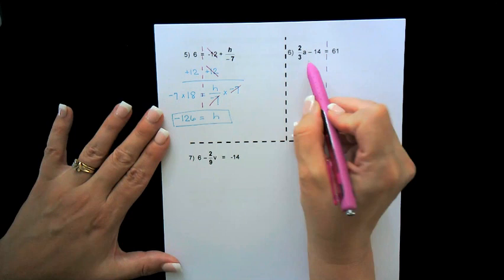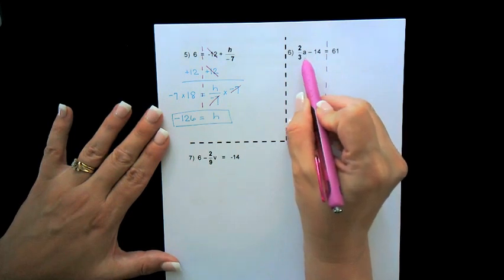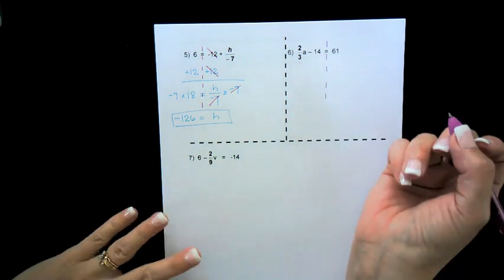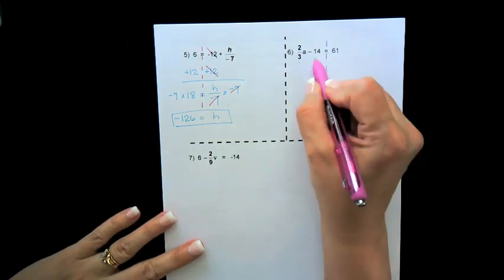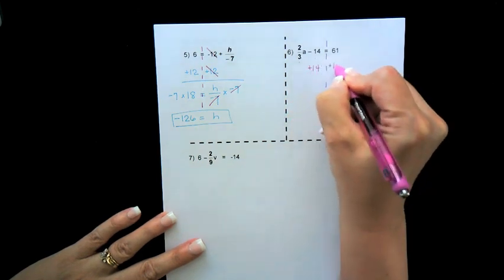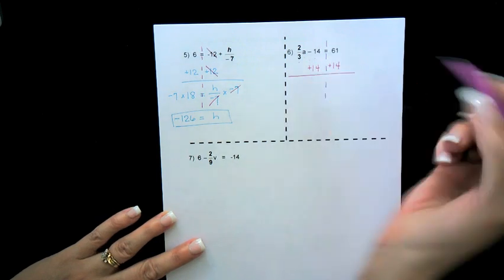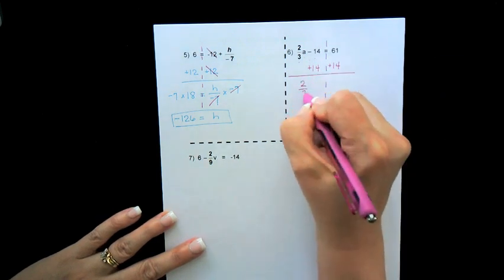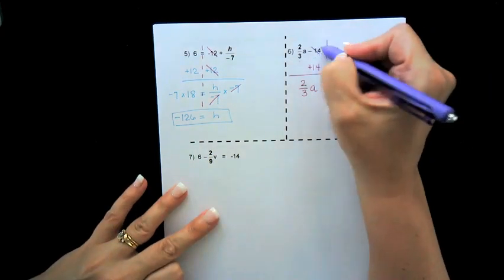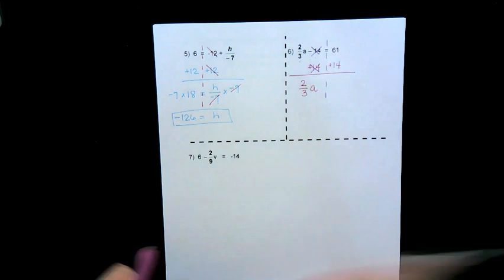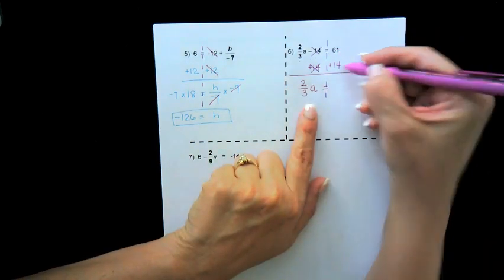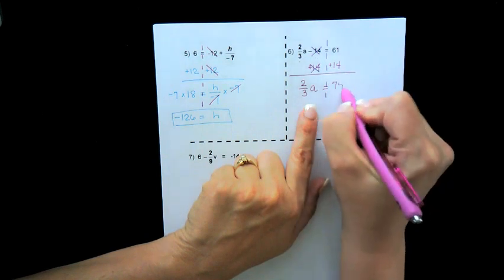Here at number 6, I ask myself what's happening to the variable. It's being multiplied by 2/3, being subtracted by 14. So of course, like our other problems, we're going to do the opposite of subtracting 14 first. So I'm going to add 14 to both sides. That leaves me with 2/3 a. Oops, should have mentioned subtracting 14, adding 14 cancel out, leaving me with 2/3 a equals. Now over here, 61 plus 14 gives me 75.